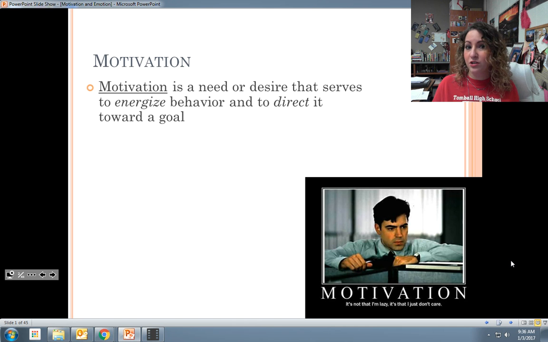The definition for motivation is the need or desire that serves to energize behavior and direct it towards a goal. Okay, so notice the two big words in this definition: energize and direction. So if you have one of those but not the other, you're not going to have much motivation.